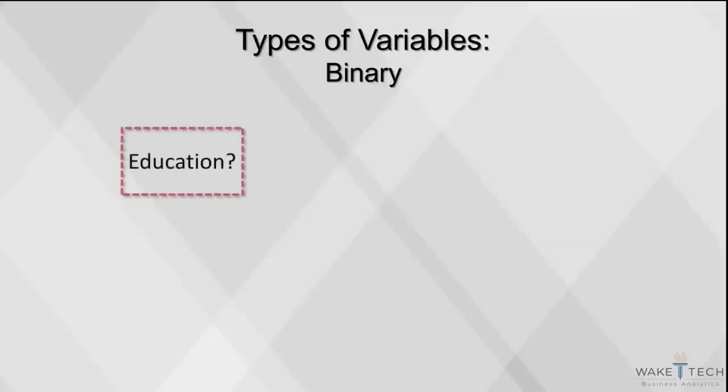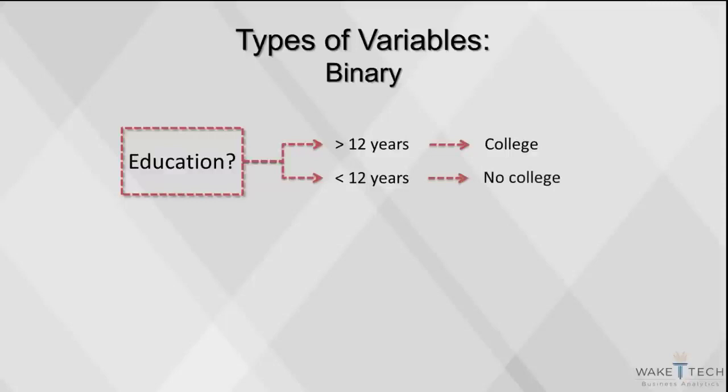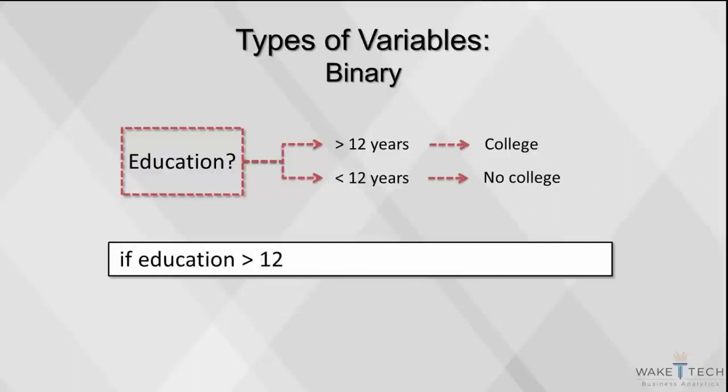If we're asking about the number of years of education a person has, with a value of 1 for each year of education, that would mean anyone with more than 12 years of education has been to college, and anyone with less than 12 years of education has not been to college. We can recode into a binary yes-no variable by saying that if education is greater than 12, that implies that college equals 1. Otherwise, college equals 0. This type of coding is useful in descriptive and predictive analytics.